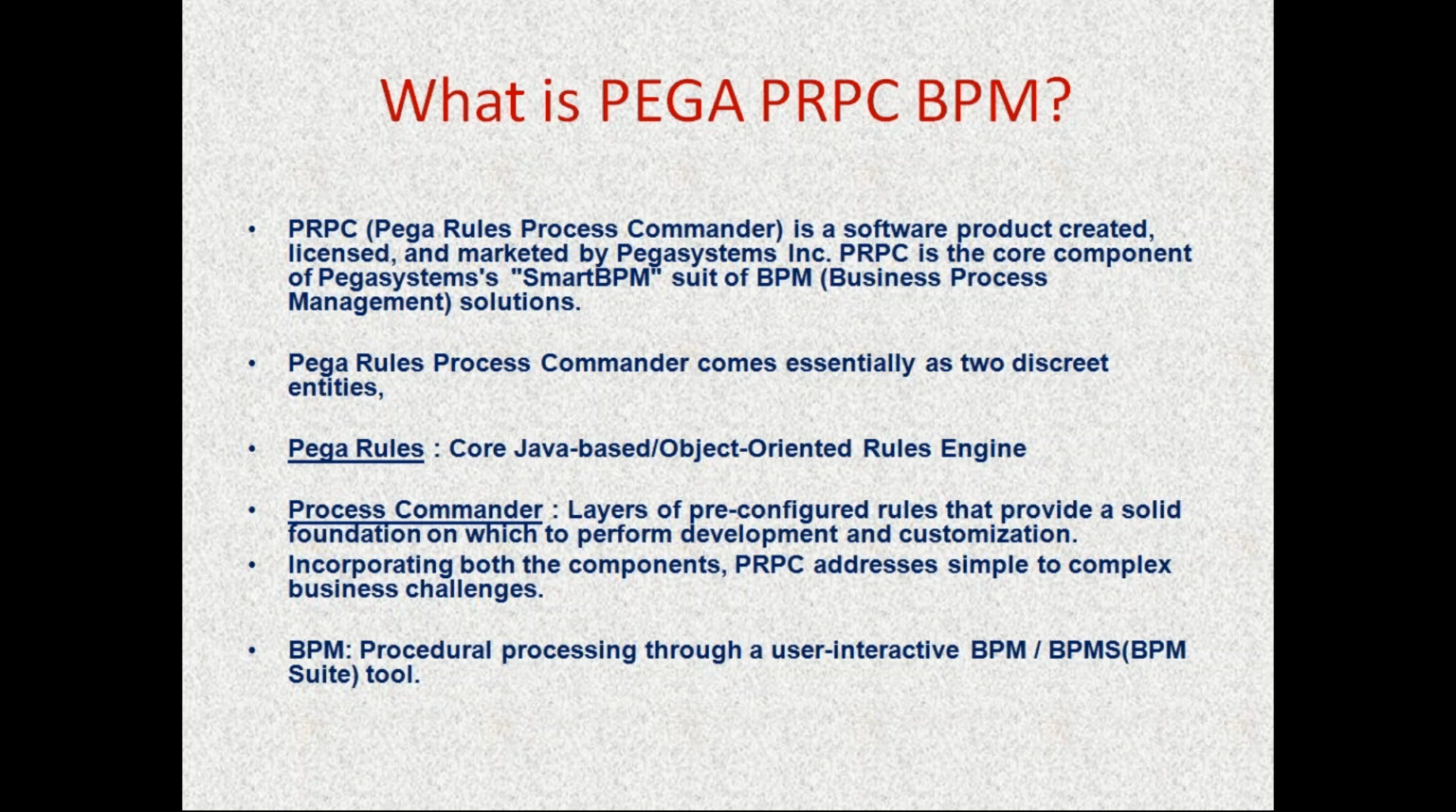Pega rules process commander. Pega rules are nothing but object-oriented rules which are inbuilt in the Pega PRPC applications. Those are already designed and developed in the Pega application, so we can directly reuse them. BPM is a business tool. In order to manage the processes in organizations, we use this BPM suite as part of the Pega software.